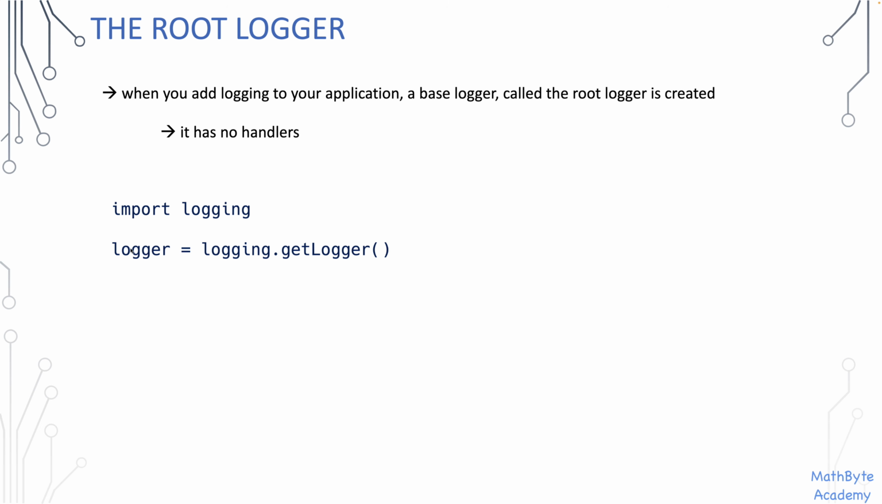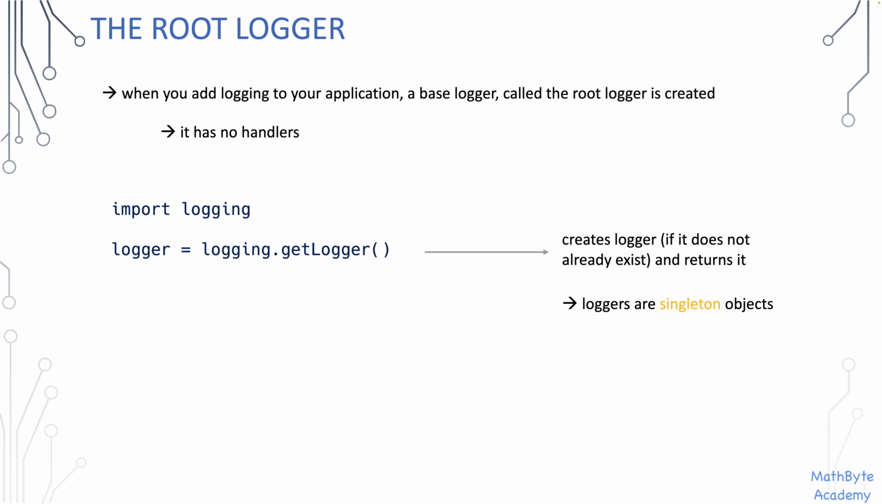So how do we create this root logger? Well, we have to import the logging library, and then we just say getLogger, and we pass it no arguments. This creates and returns the root logger. So you could have called this root logger if you wanted to. It's going to create the logger if it doesn't already exist and return it. So what do I mean by if it already exists? Well, all loggers in the Python logging library are singleton objects. That means that you cannot create multiple instances of the same logger. I'll come back and explain why that's important to know.